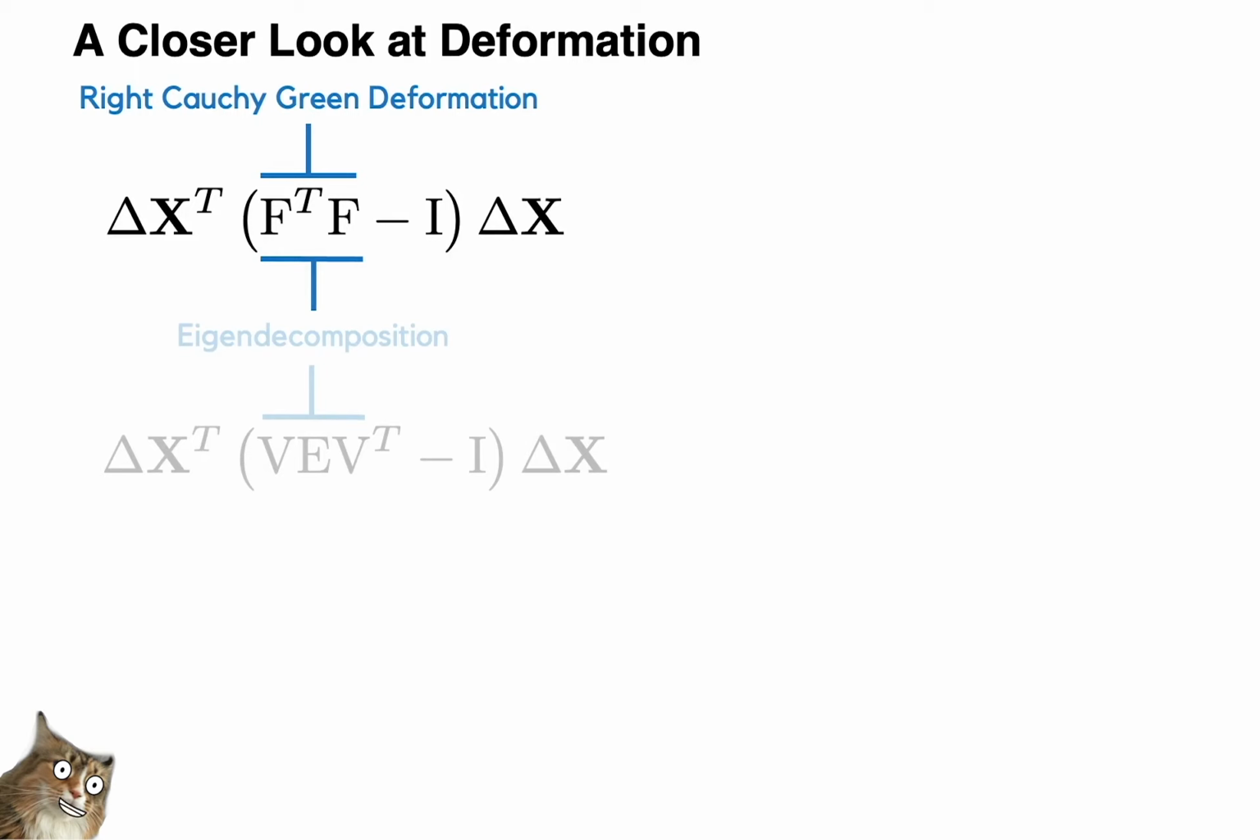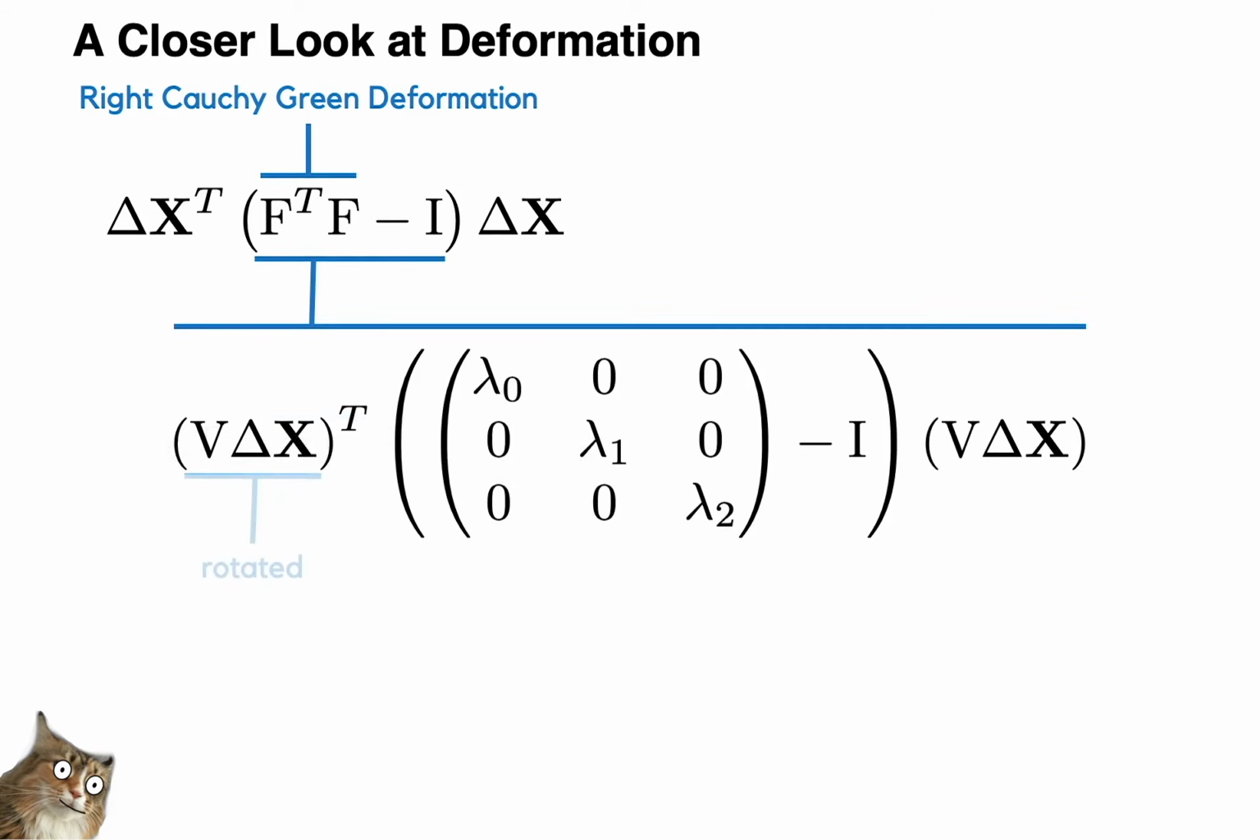Just for fun, as one does, let's perform the eigendecomposition of this term. The eigendecomposition will decompose this symmetric matrix into a product of orthogonal eigenvectors stored in V and a diagonal matrix of eigenvalues stored in E. A little bit of rearranging and explicitly expanding our diagonal matrix E gives us the following. The orthogonal matrix V acts as a rotation on delta x, while the eigenvalues of the Cauchy-Green deformation measure how much the object is stretching in each direction encoded in V.